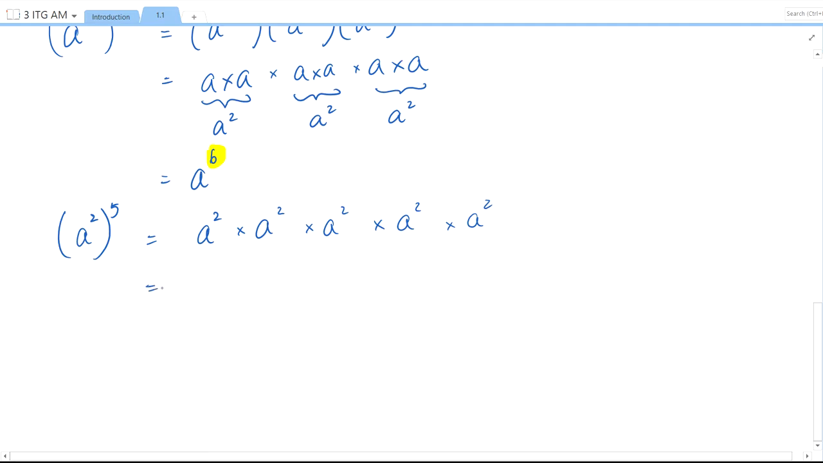So there are 5 of these a squares. I can choose to expand everything out, but it should be clear to you that we're going to be getting 10 of them. Alternatively, we can go back to our first law of indices, which tells us that a to the power of m times a to the power of n equals a to the power of m plus n.